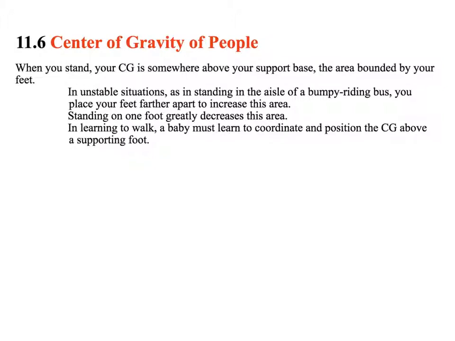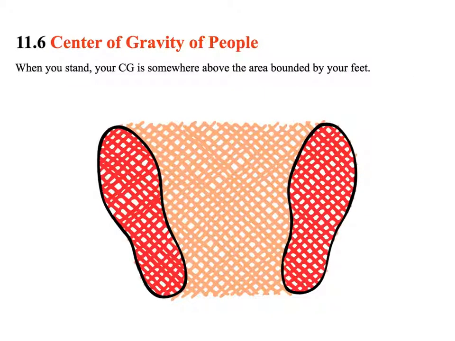When you stand, your center of gravity is somewhere above your support base, the area bound by your feet. In unstable situations, as in standing in the aisle of a bumpy riding bus, you place your feet farther apart to increase this area. Standing on one foot greatly decreases this area. In learning to walk, a baby must learn to coordinate and position the center of gravity above a support force, or the supporting foot. When you stand, your center of gravity is somewhere above the area bound by your feet.